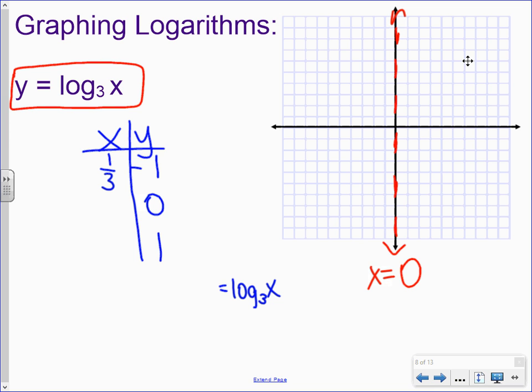Okay. What about if we plug in 0 for y? That would be undefined if you had a negative number inside the logarithm. Right now we're plugging things in for y, so we can think of this as 3 to the negative first equals our x value. The x cannot be negative. Okay?